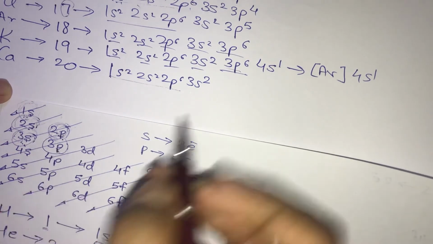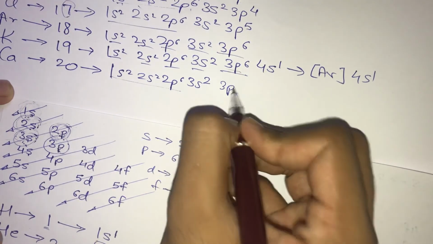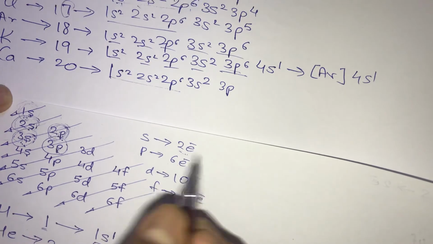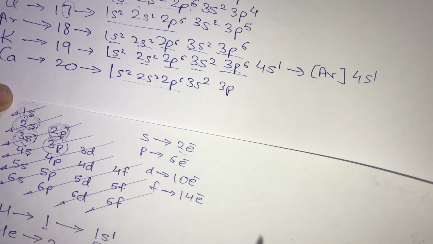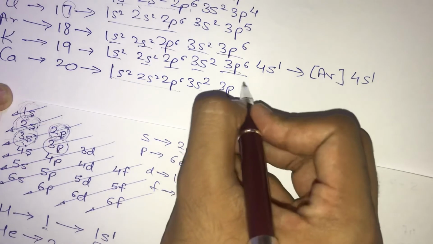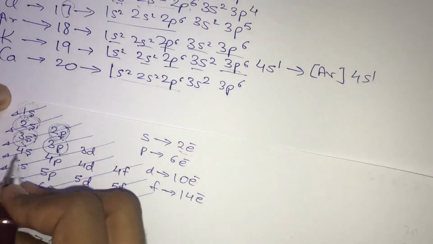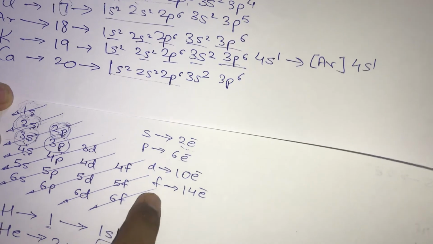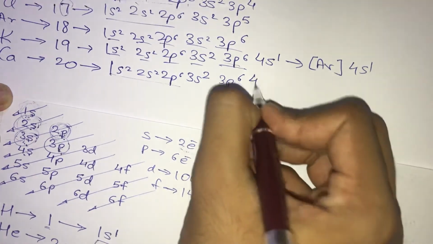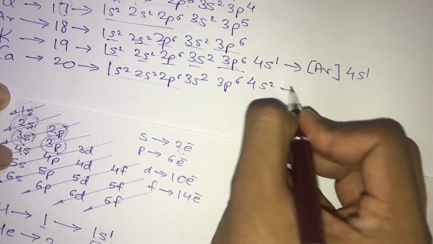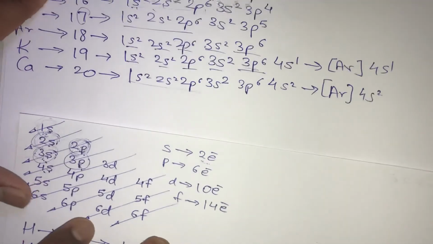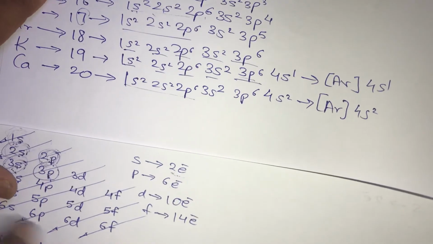So in the fourth diagonal, you first meet 3p. So you write 3p. P can take a maximum of 6 electrons, but how many electrons do we have left? 8 electrons. So this p is going to take 6 electrons. After 3p comes your 4s. This 4s is going to take the next 2 electrons, and obviously the condensed formula can be argon 4s2. So guys, this much is pretty much clear for you all, I hope.